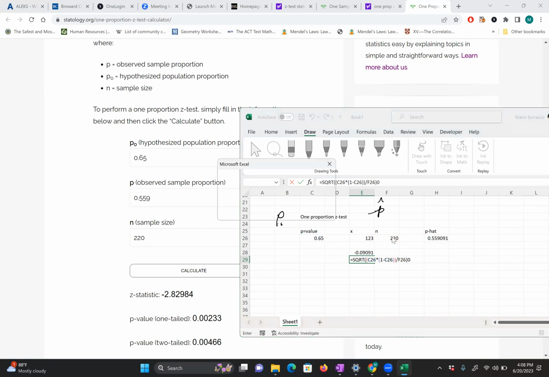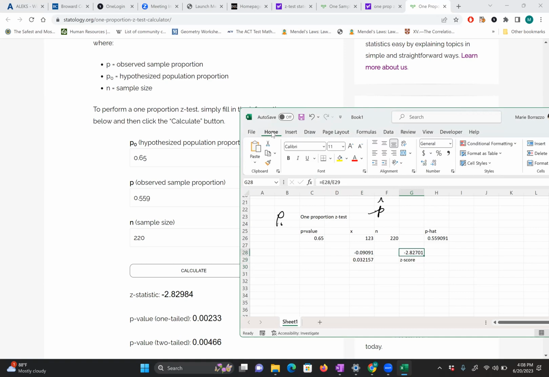Twice? No, not twice, just once. I was trying to close parentheses and give you a very strange number. Okay, and now if I take this number up here and divide it by this number down here, I get my answer. So this number at the bottom is your z-score. Right here. So let me just highlight this as your z-score.